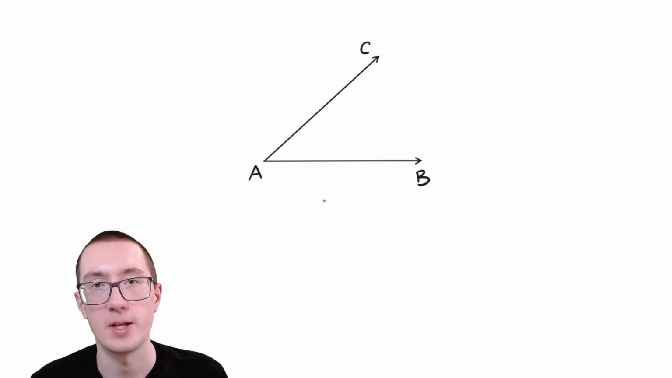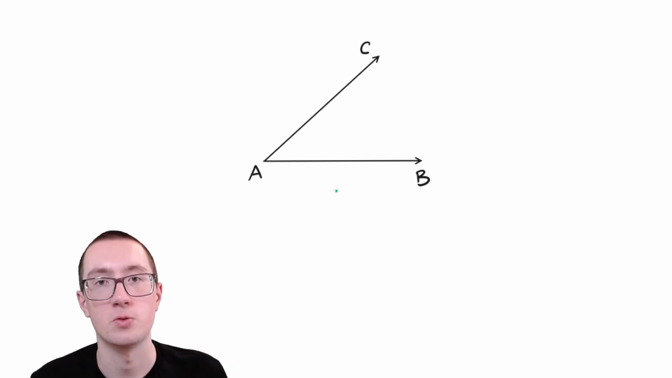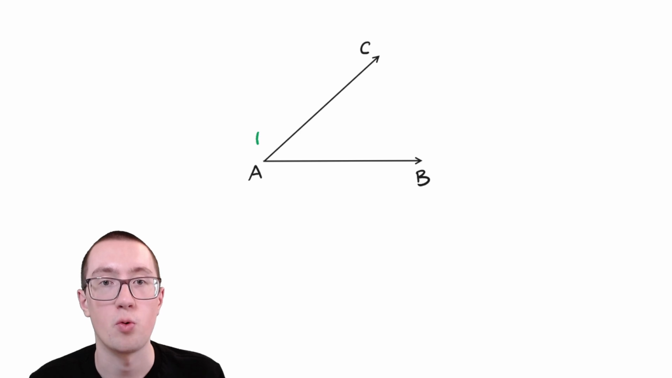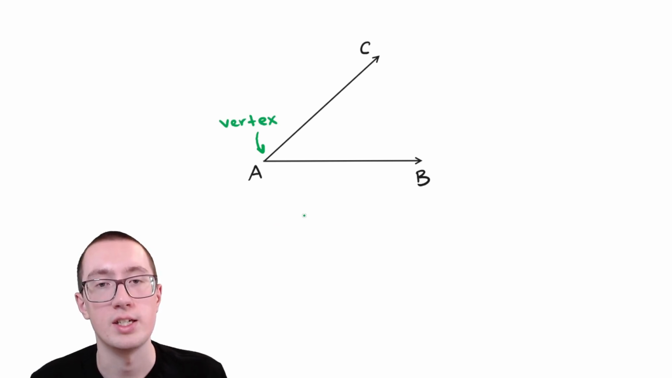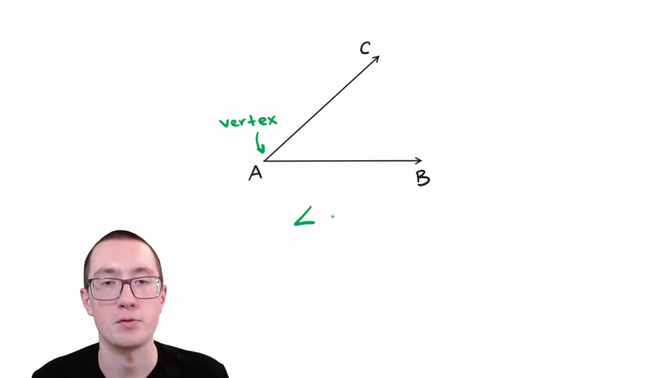So the first way to name an angle, and possibly the easiest, is to just use the vertex. So the vertex of an angle is basically just the corner of the angle. So this point right here, where the angle like hinges, I guess, that would be called the vertex of the angle. So to name an angle, we use the angle symbol, which just looks like an angle, and then we put our name after it.